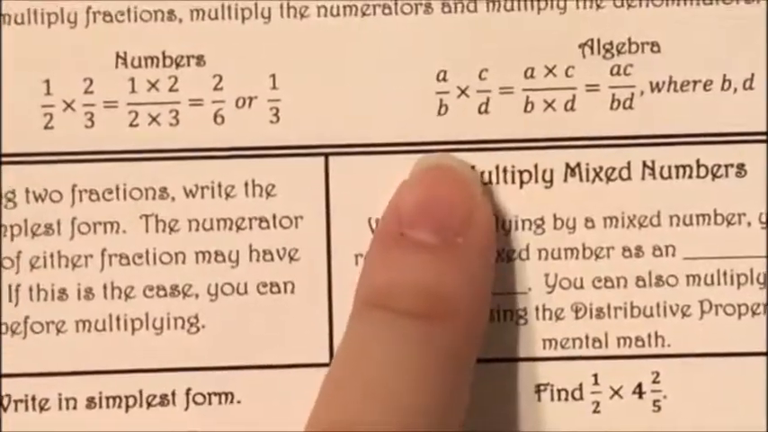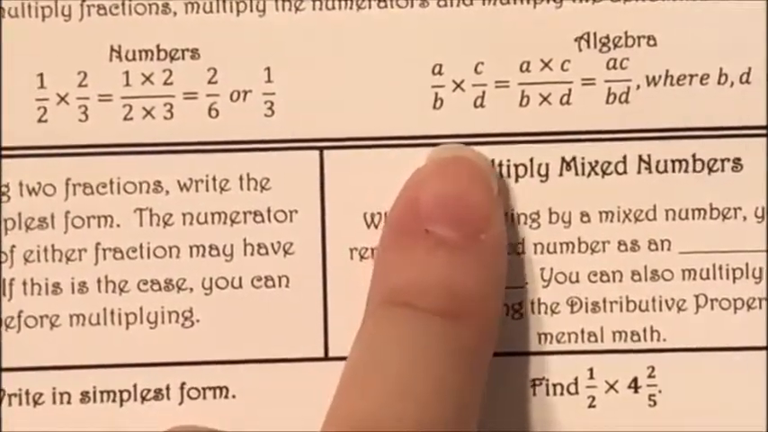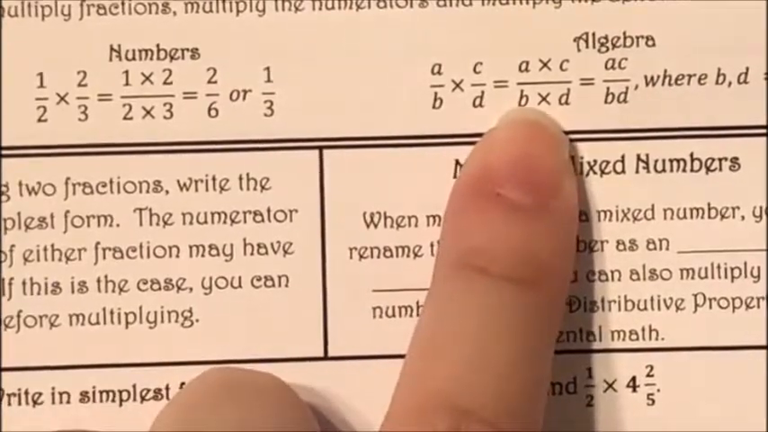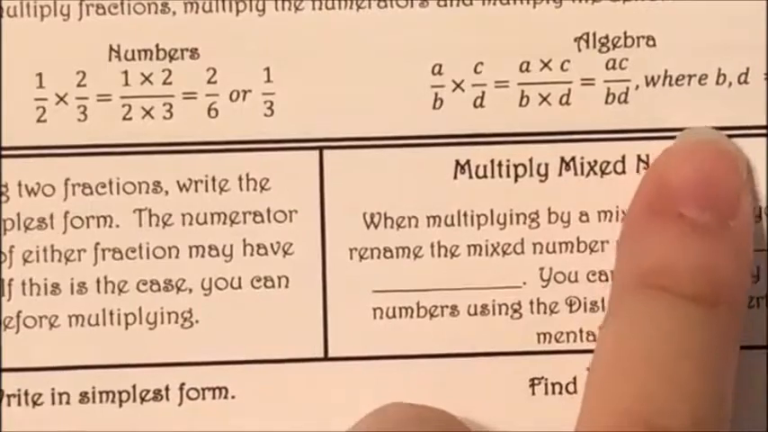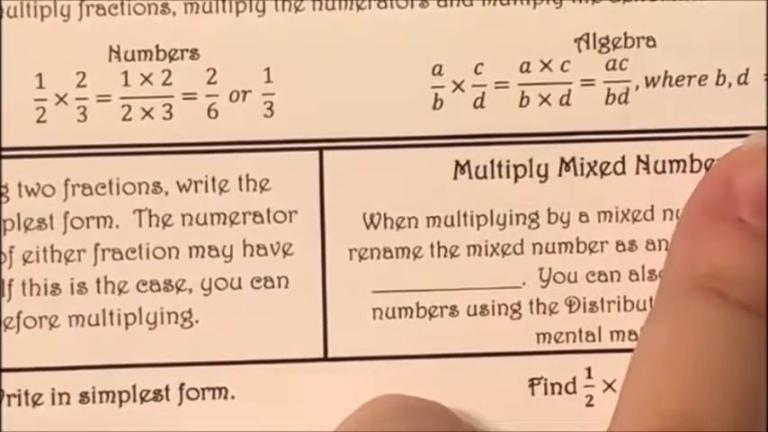In algebra, I have a over b times c over d, which is a times c over b times d, where b and d cannot be zero. Okay.